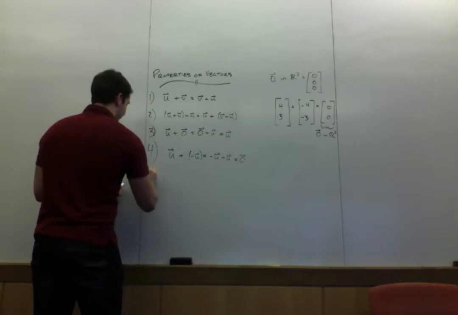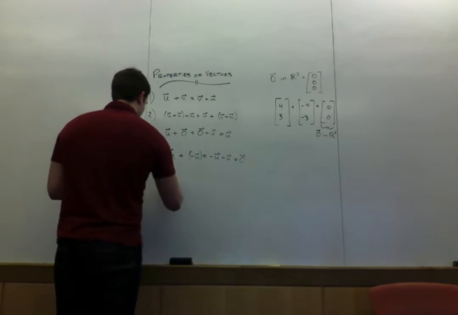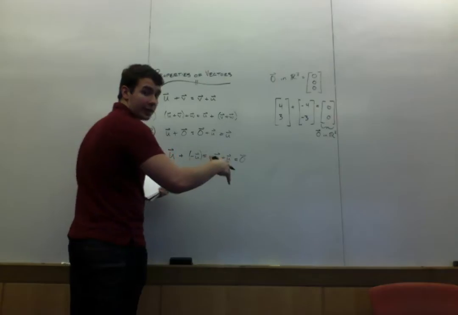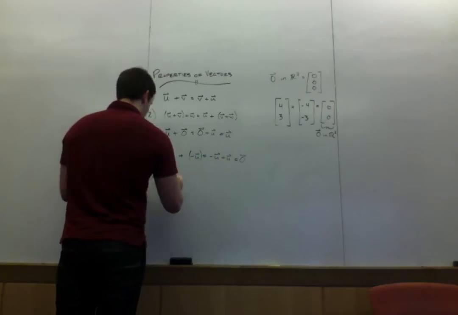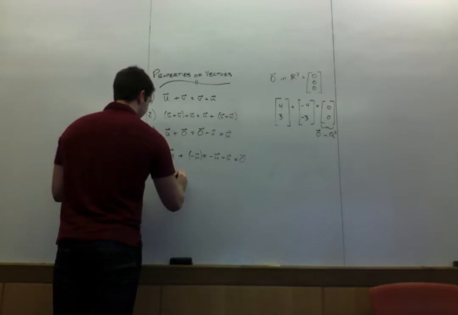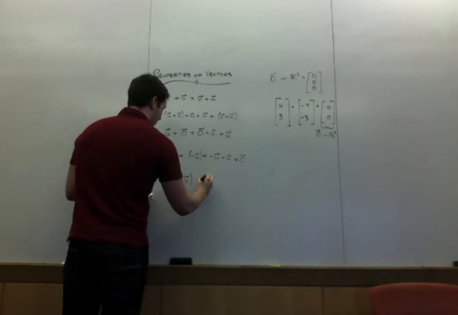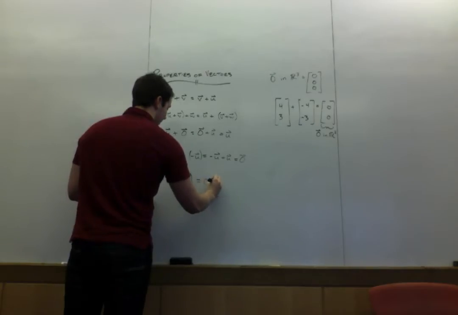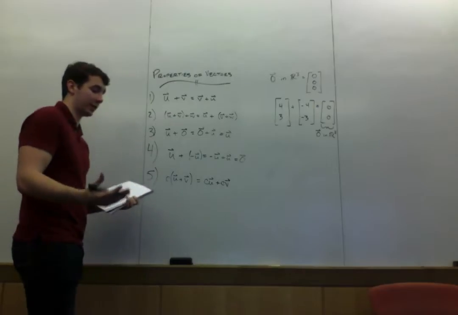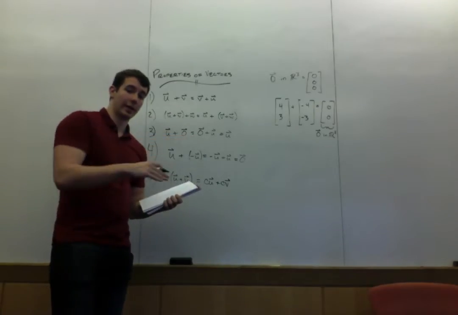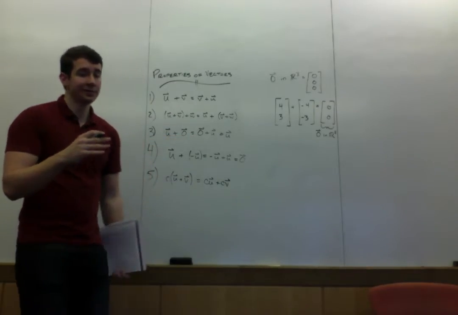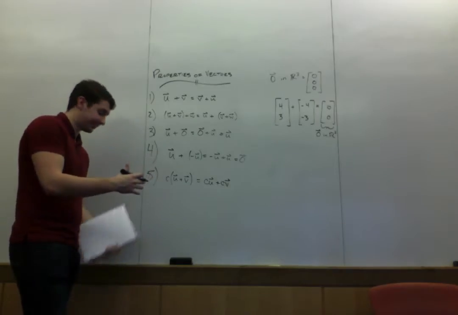Moving on to property 5, we see that we can distribute a scaling number. So we have c times, in parentheses, u plus v. This is equal to cu plus cv. So just like with regular numbers, we can distribute a scaling factor across parentheses.